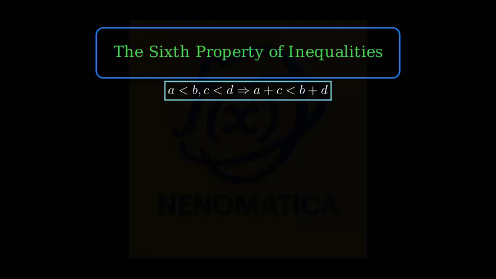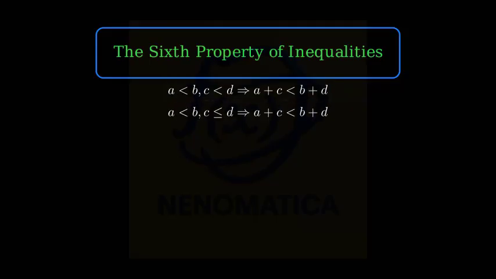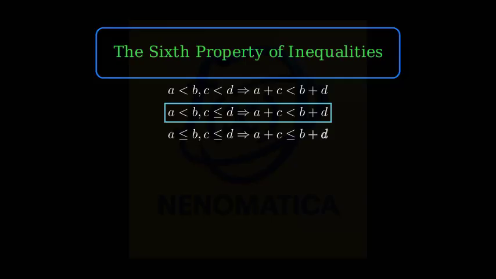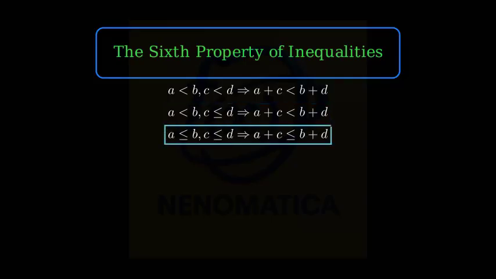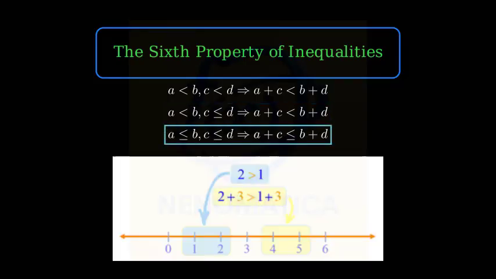This first case shows when both inequalities use the strictly less than symbol. We can also have a mixed case where the first inequality uses less than and the second inequality uses less than or equal to. And finally, we can have a case where both inequalities use less than or equal to. Let's see how this property works visually with a simple example.